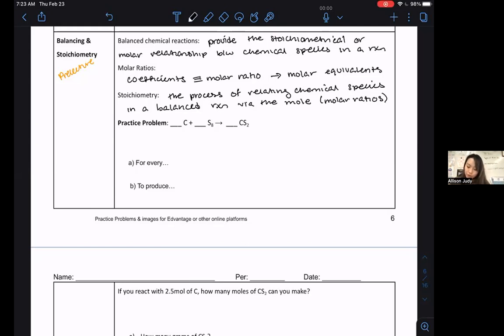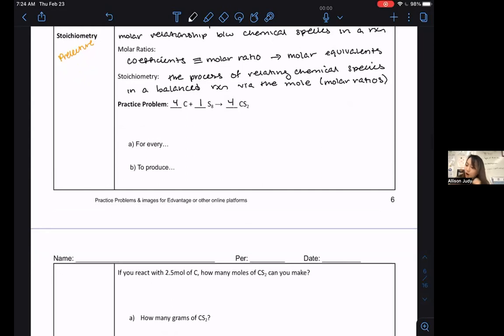So let's just do a quick practice problem. This is very, very basic. So we have some amount of carbon reacts with sulfur, an allotrope of sulfur, to produce carbon disulfide. And when we balance it, we would get, of course, this very basic 4, and then 1. I'm just going to write 1 for the sake of the next thing I'm going to do, but technically, remember in balanced chemical reactions, we don't really write 1, it's just unnecessary.